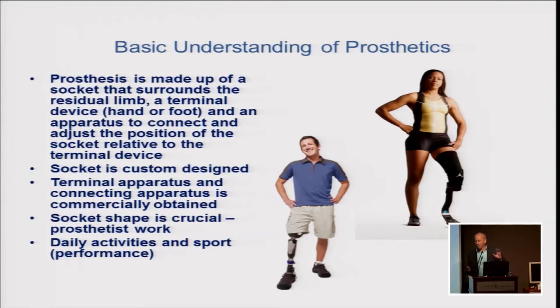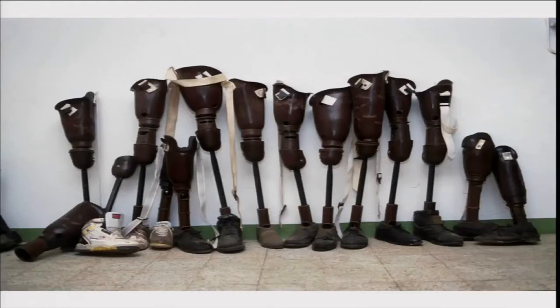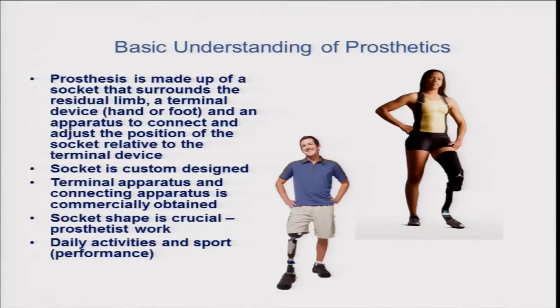Now, let's stop there for a moment, because this is not the case in all individuals who've lost a limb, that the socket is custom made. For example, if I show you a picture from Angola in Africa, here we have some prosthetic limbs where you can pick the one that most suits you, and that is the one that is used. So maybe just something to bear in mind, that it's a luxury actually to have a socket that is customized to the individual. The terminal apparatus, whether that's a foot or a hand, is commercially obtained, and there are many companies that produce those.